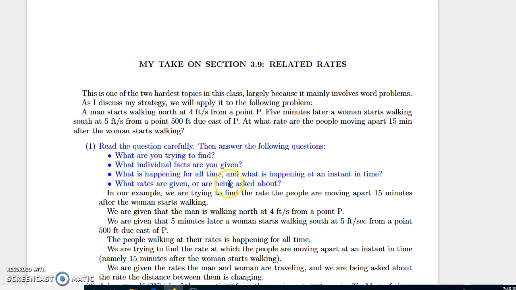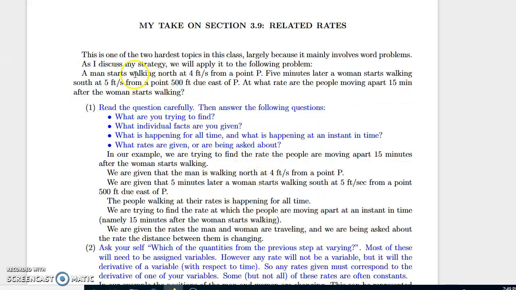And then what rates are given and what rates are being asked about? Well, one of the rates is the rate at which the man is moving. Another rate is the rate at which the woman is moving. And lastly, we're being asked about the rate at which the people are moving apart at some instant in time.